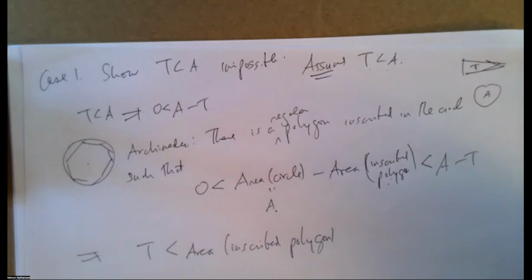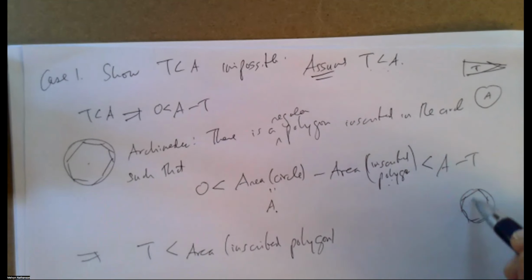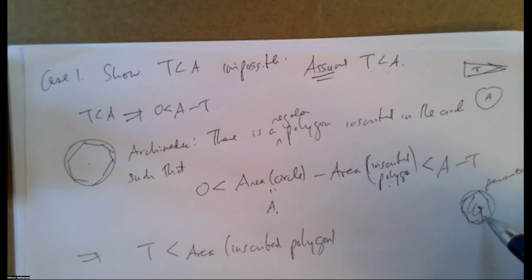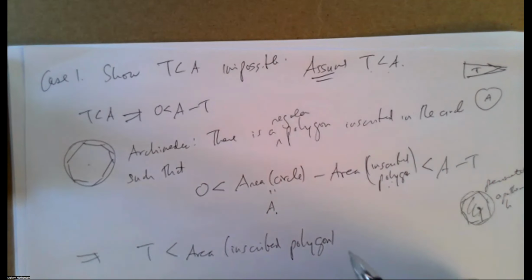Now, we had a formula for the area of an inscribed polygon. Here's the polygon. If the perimeter is Q and the apothem is H, the area of the polygon is 1/2 HQ. So the area of the triangle is less than 1/2 HQ for this inscribed polygon.